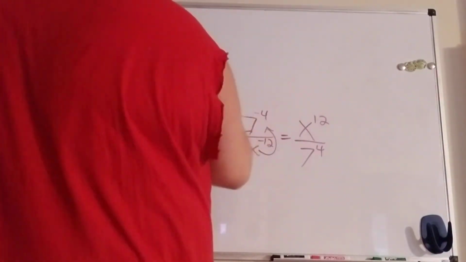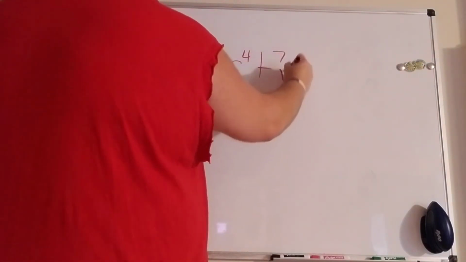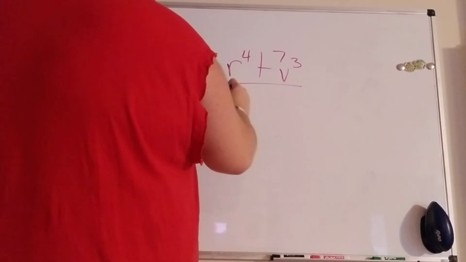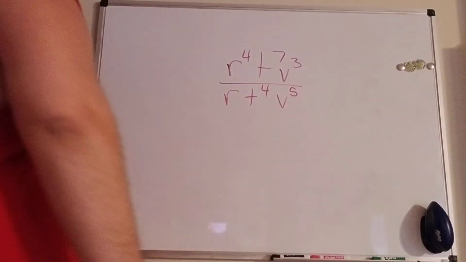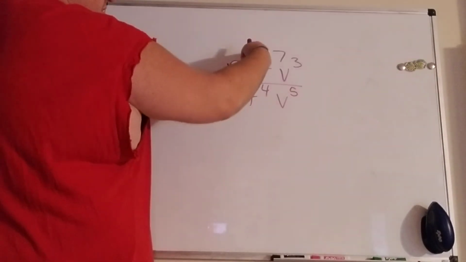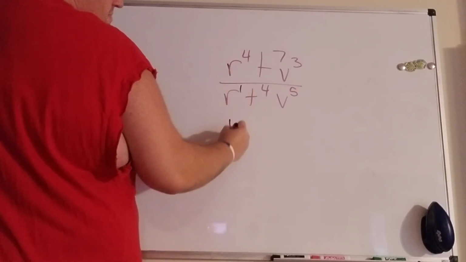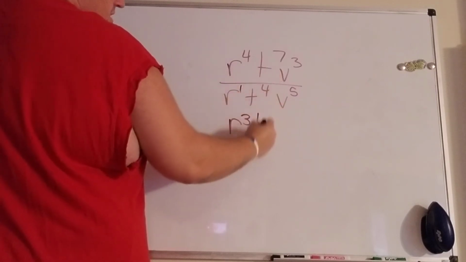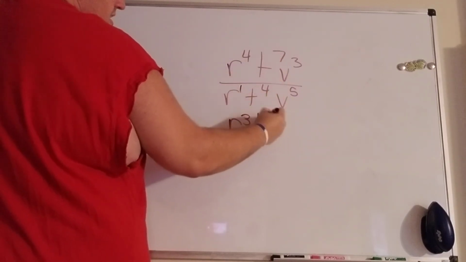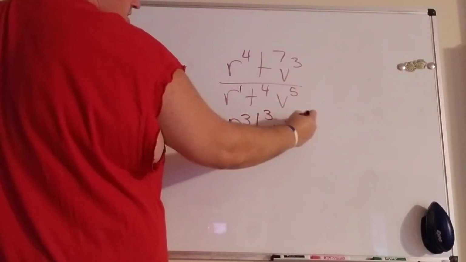Looks like straight up division rule. So we got r to the 4th, t to the 7th, v cubed over r, t to the 4th, v to the 5th. So when we're dividing, remember we're going to subtract our exponents. Don't forget there's always a 1 there if you don't see anything. So we keep the r, 4 minus 1 is r to the 3rd. Keep the t, 7 minus 4 is t to the 3rd. Keep the v, 3 minus 5 is negative 2.